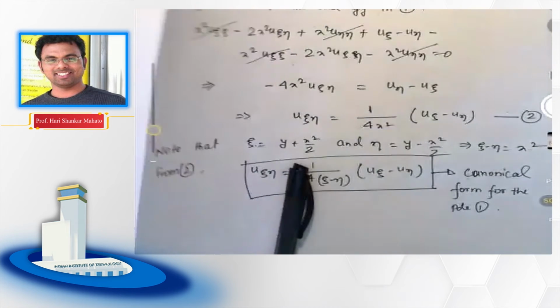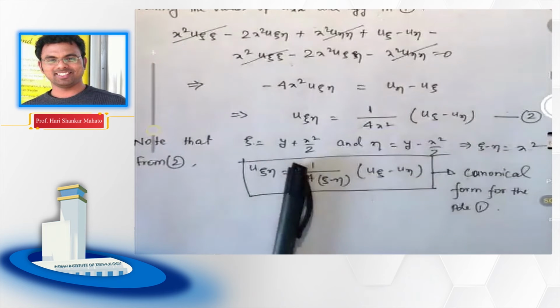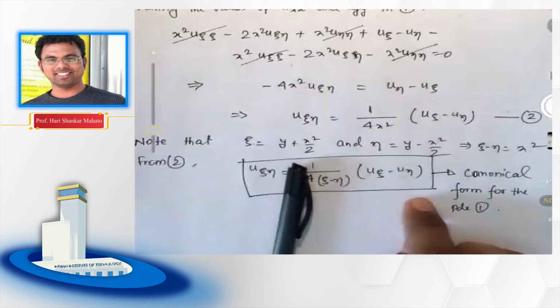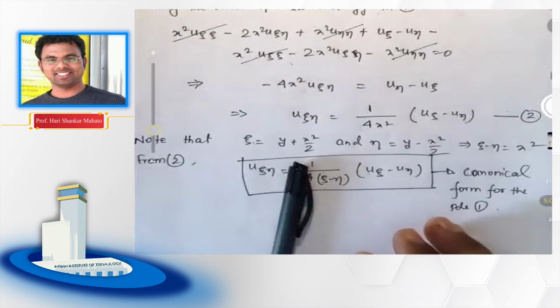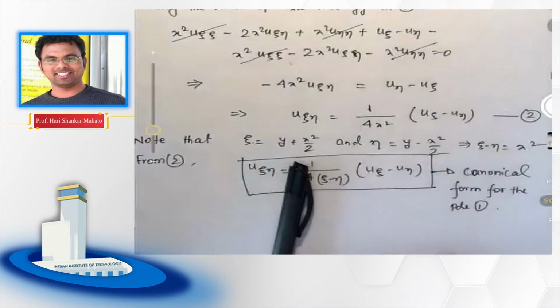If you need only uxx and uyy, like our example, you don't have to calculate uxy or other partial derivatives. Just calculate uxx, just calculate uyy, put the value, get the required equation in terms of xi and eta, and that is your required canonical form. Okay, so this is how we will solve if we are given a hyperbolic PD. But if it is a parabolic PD, then it will change. We will see now.